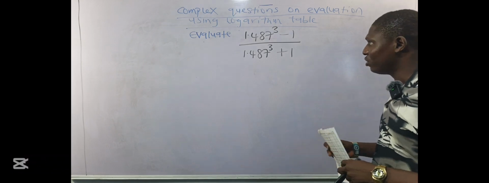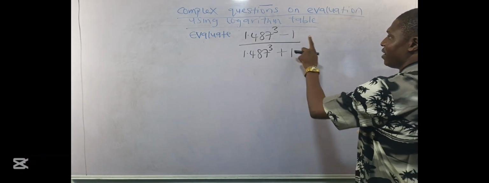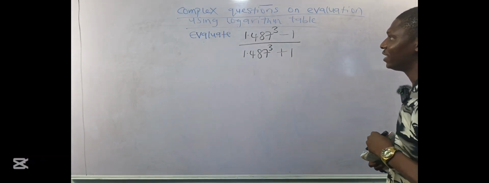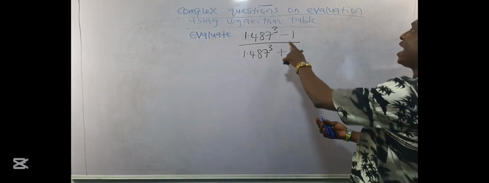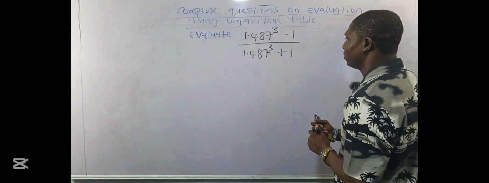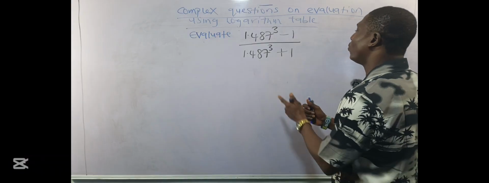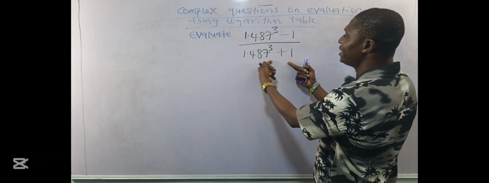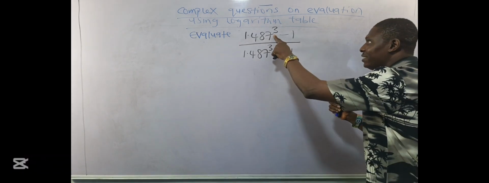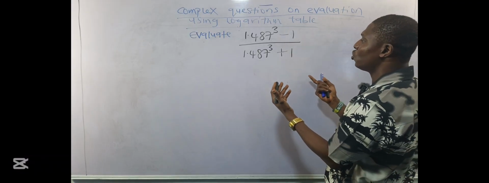Again, we have another technical question. It says we should evaluate 1.487 raised to power 3 minus 1 all over 1.487 raised to power 3 plus 1. Now, we don't have a division or a multiplication sign that is combining these two numerators. Instead, what we have is a subtraction sign. And at the denominator, we don't have a multiplication or division sign combining the denominators. But what we have is an addition sign. And also this is 3. There's no raised to power 3 here. So we don't know if it's difference of 2 cube. We don't know if it's sum of 2 cube.